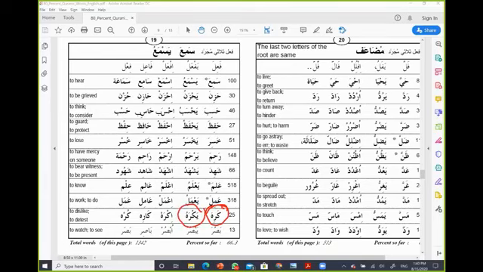Yakrahu, hating, or to hate. So past and present. Ikrah, hate. You're asking him to hate. You're forcing him to hate. You're telling him that he has to hate, or she has to hate. Kareh, the person that's hating.